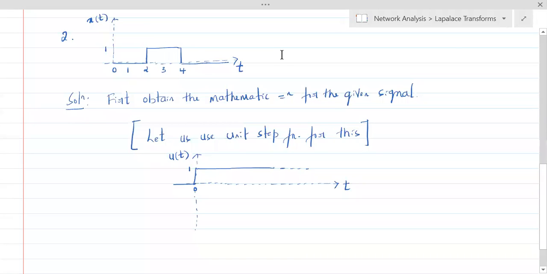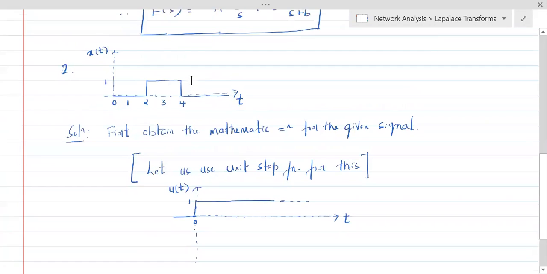Let's look at this problem. A rectangular waveform is given and it's called x of t. x of t is a signal which is continuous in time, and it's a time varying signal. It's a rectangular waveform, and we have been asked to find the Laplace transform of this rectangular wave, or rectangular signal. So let's obtain this first.